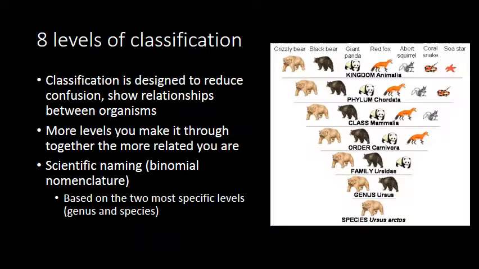Alright, this video is for STAR number 6, classification. The first thing for classification, we're looking at the 8 levels of classification. So remember, when we're looking at evolution, we're saying that all living organisms diverged from a common ancestor. So when we look at the 8 levels of classification, these are going to be based on actual DNA evidence.